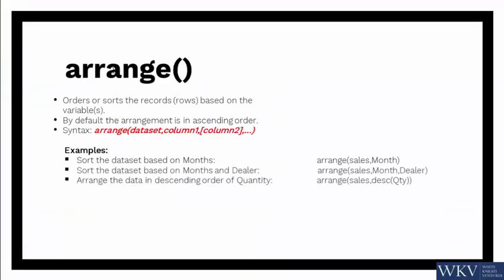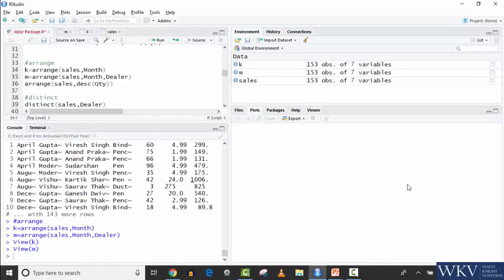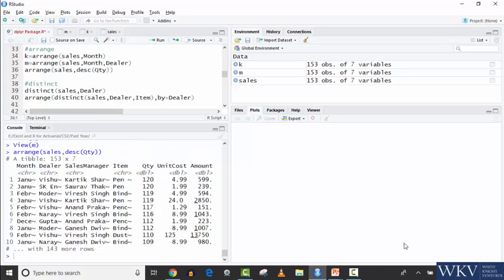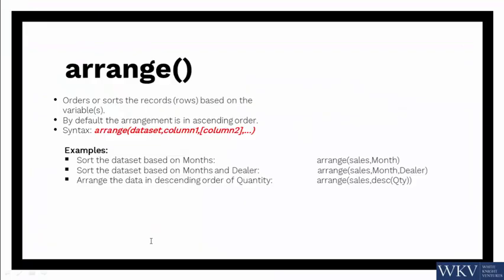Next, arrange the data in descending order of quantity. For descending, we have to write DESC, and in brackets we give the name of the variable on the basis of which we want to sort the data. So I write arrange sales descending quantity. You can see this is the highest quantity, and as we go down it keeps on decreasing as we have arranged it in the descending order.